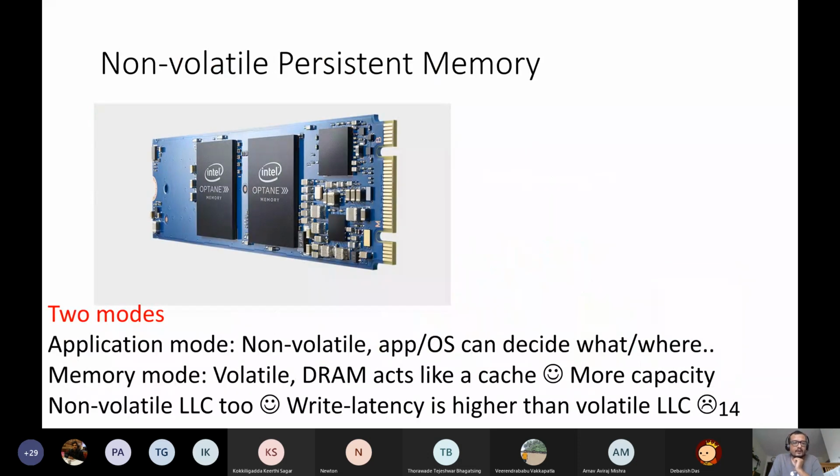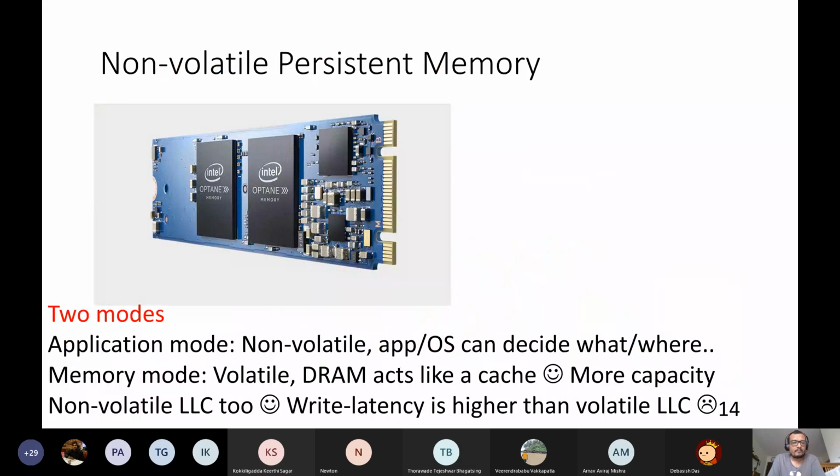Before I wrap up the performance side, another interesting thing that has come up recently: if you buy a new DIMM, there's a possibility that you can buy an Intel Optane DIMM, which is actually non-volatile memory. By default, when someone says memory, it's volatile, right? That's the way we learned it in the memory hierarchy lectures in undergrad, but things have changed now.